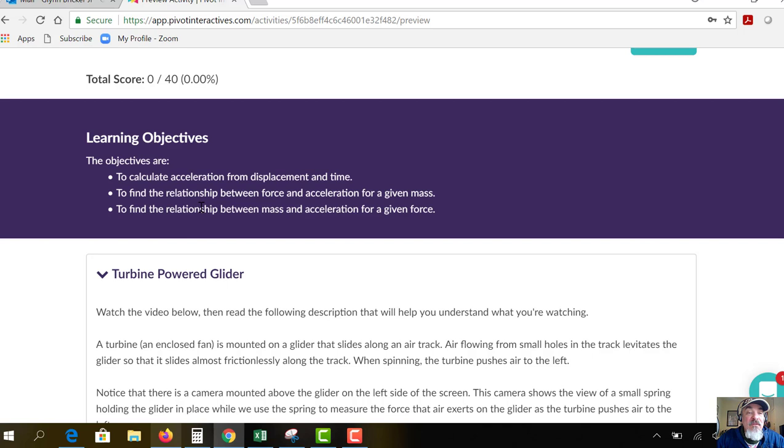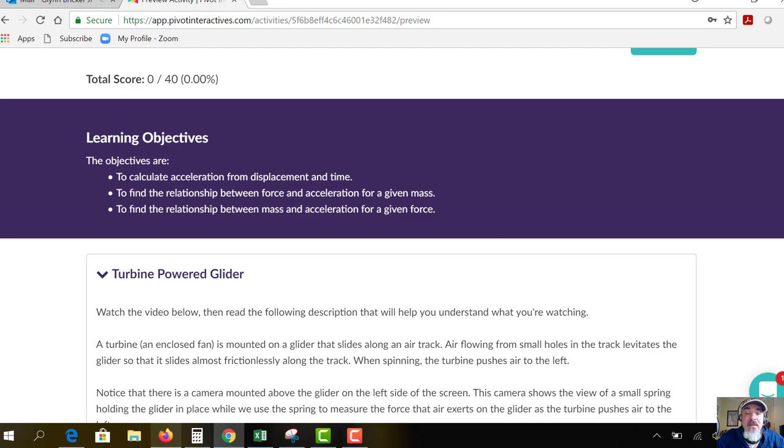And then a couple other objectives: to find the relationship between force and acceleration for a given mass. So think Newton's second law. And then to find the relationship between mass and acceleration for a given force. So the second bullet point here, we're keeping the mass the same and finding the relationship between force and acceleration. And in the third objective here, we're keeping the force the same and finding a relationship between mass and acceleration.